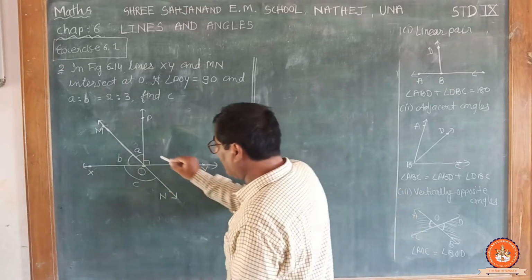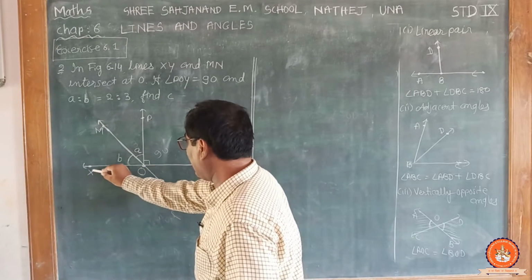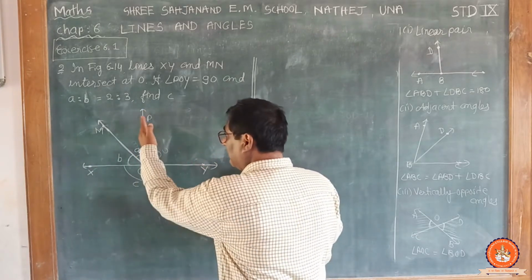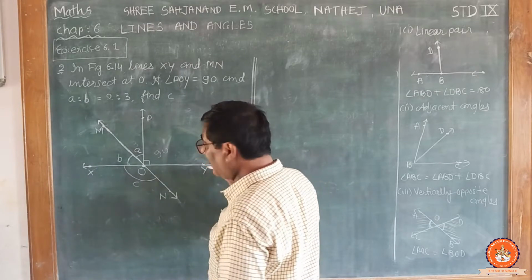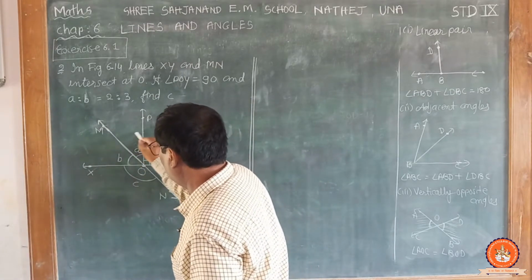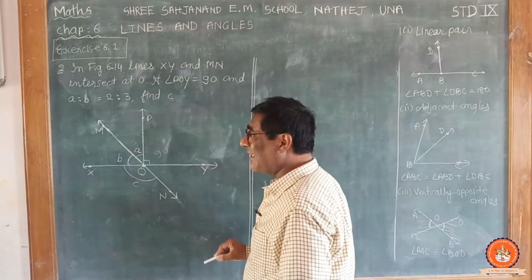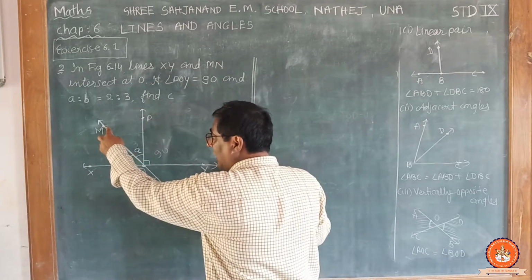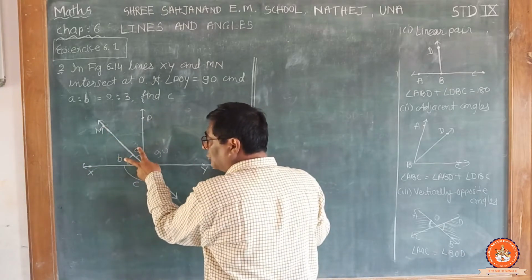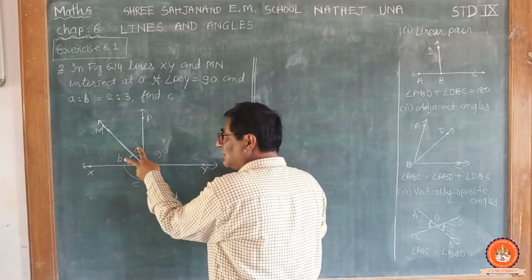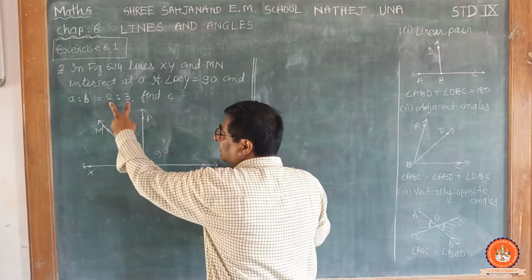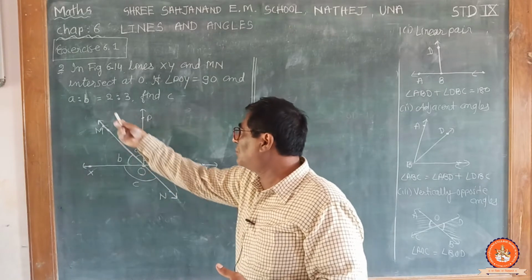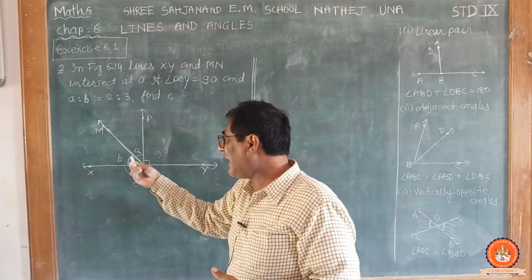See, this is of 90 degrees, and look at it, POY and POX form a linear pair. So POY will also be 90 degrees, and it's a sum of two adjacent angles POM and XOM. So the sum of these two angles is 90. Now they are in the ratio 2:3. So we will split 90 into the ratio 2:3. We will get the measurement of A and B.